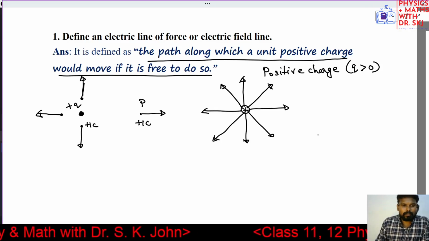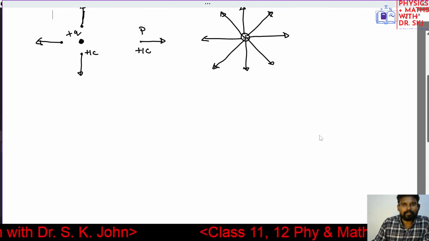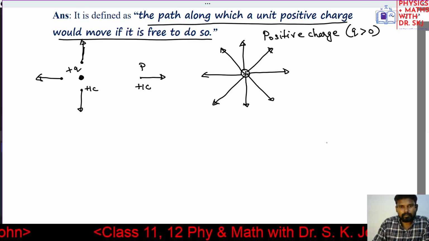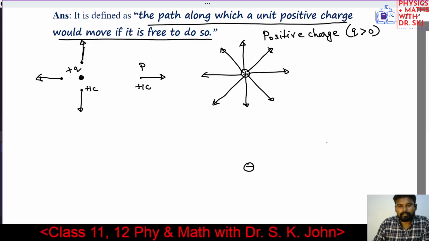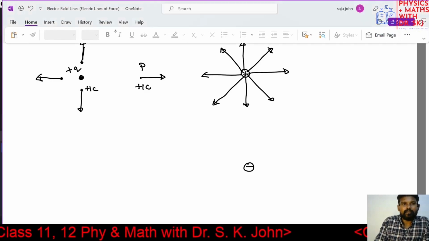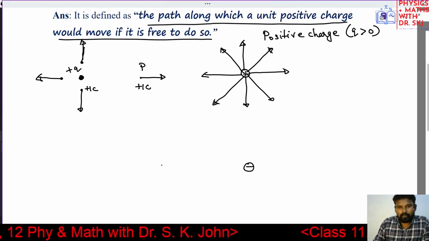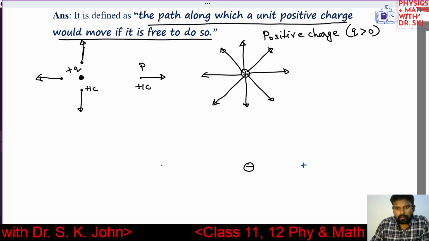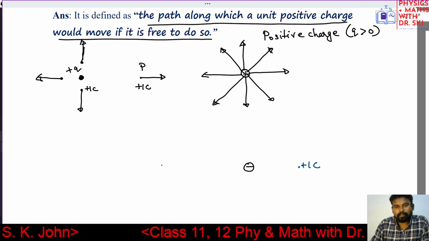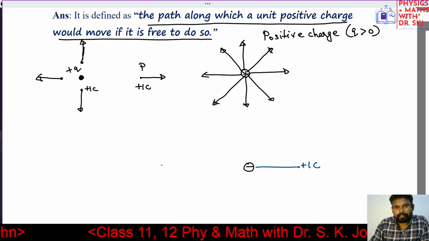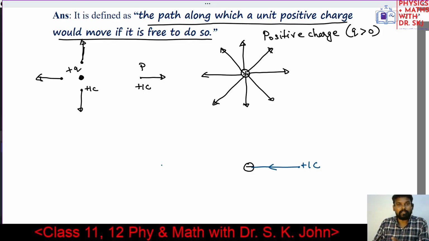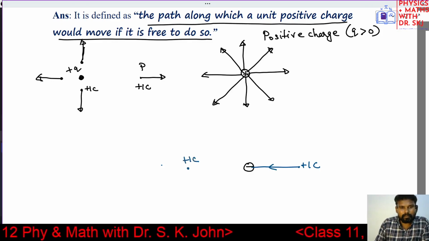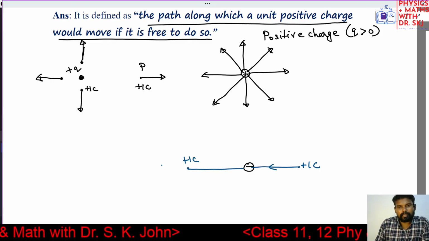Suppose you have placed a negative charge, and you want to draw the electric field of that. For that, you are placing a plus one coulomb charge here. What will happen to the charge? The charge will be attracted in this direction. If it is free, it will move in this direction. Suppose the plus one coulomb charge is placed here. What will happen? The charge will be attracted in this direction.